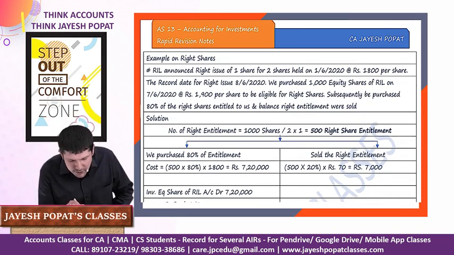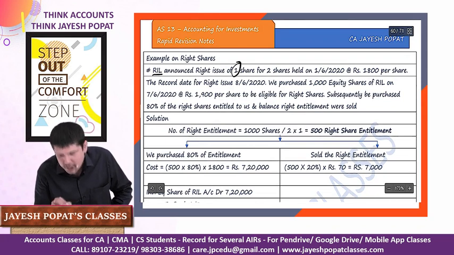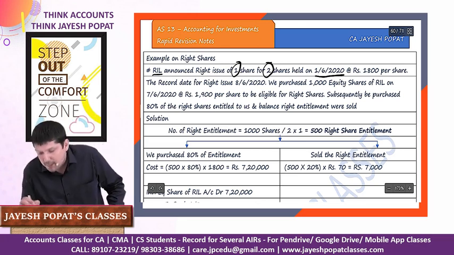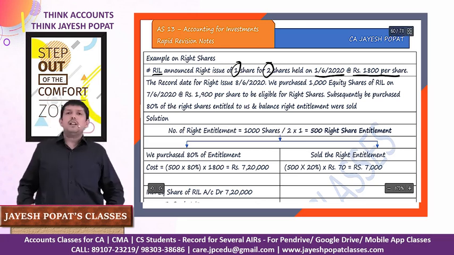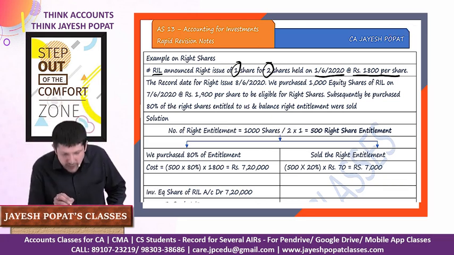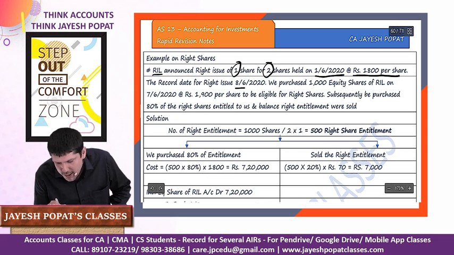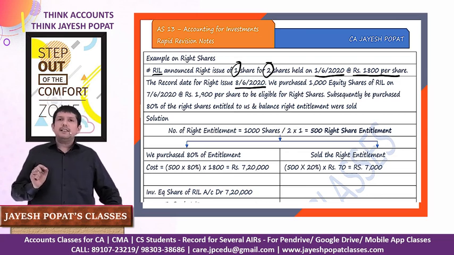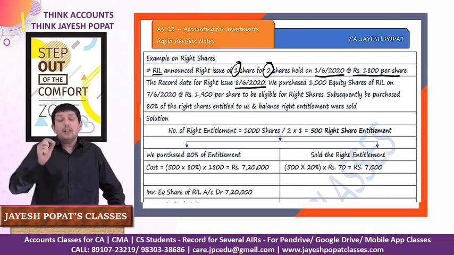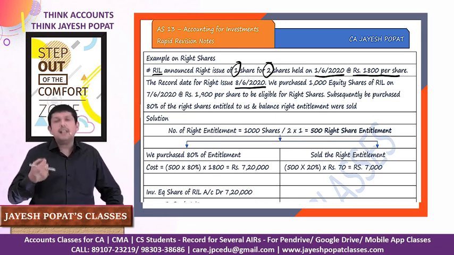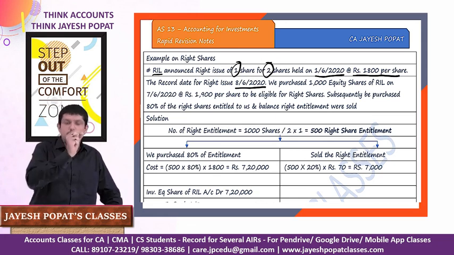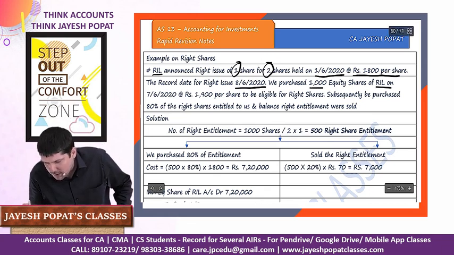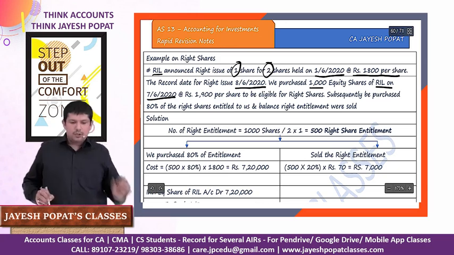Let's say Reliance Industries Limited announced a right issue of 1 share for every 2 shares held on 1st of June 2020, and the price at which it is offering shares to the existing shareholders is 1800 per share. The record date for the right issue is 8th June 2020. This means that whosoever is holding these shares of Reliance Industries Limited on 8th of June 2020 will be eligible to get the right shares, and the right shares will be offered as 1 share for every 2 shares held. Based on this, we purchased 1000 equity shares of Reliance Industries on 7th June 2020.